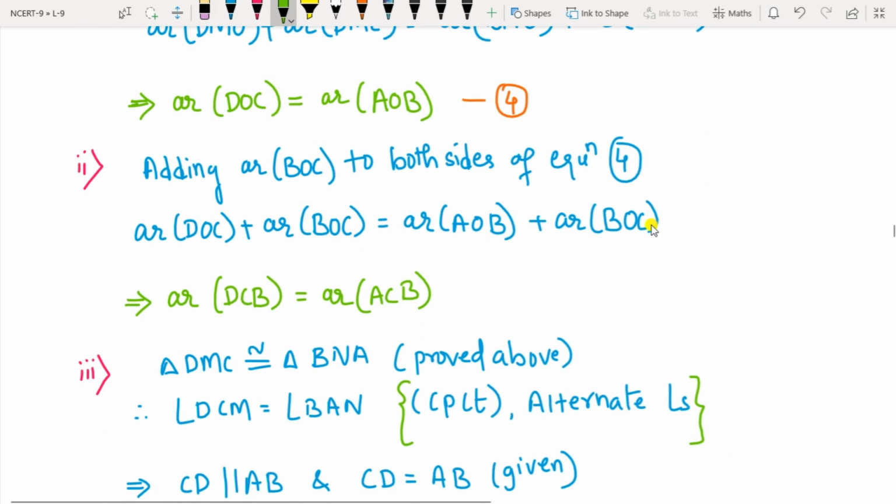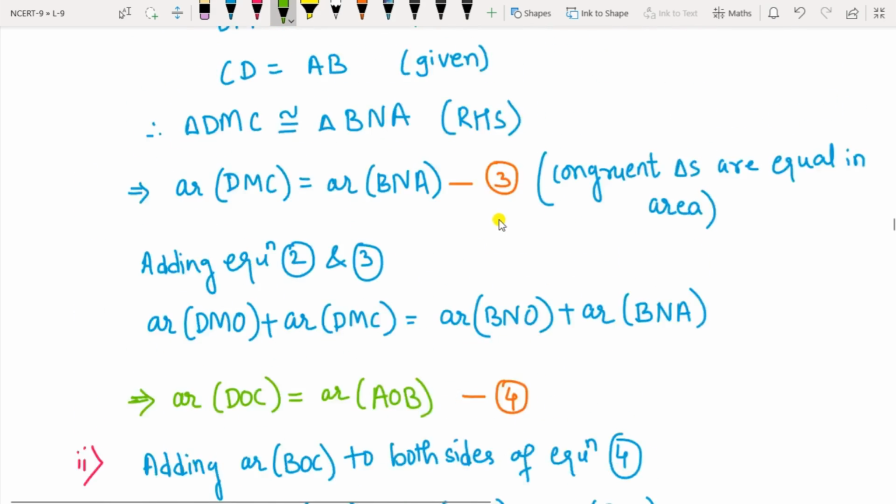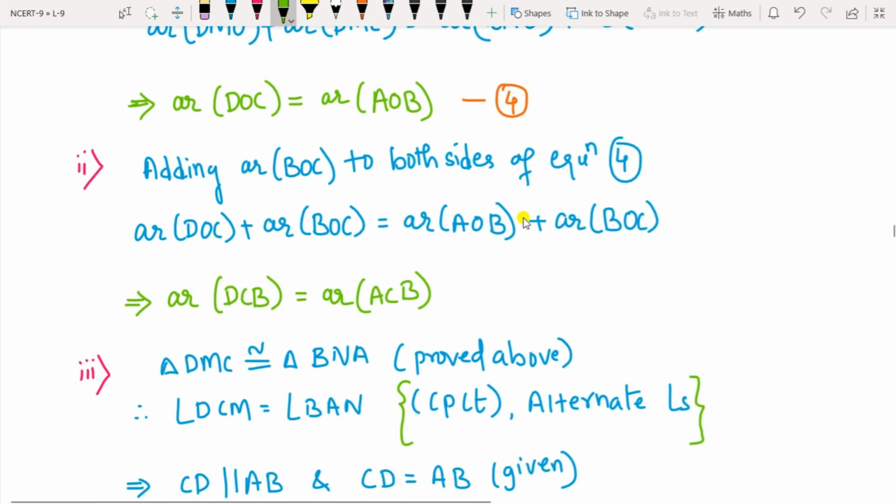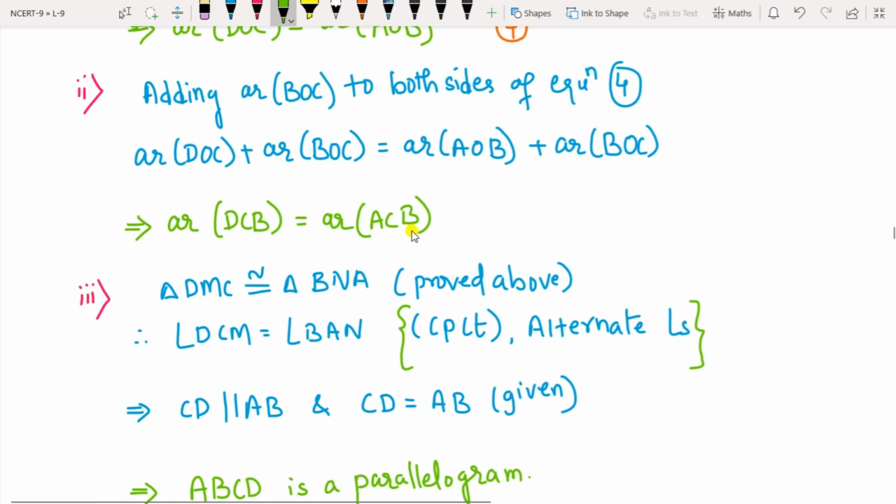Okay. So that is your equation number 4. Then add in this equation only, add BOC to both the triangles of equation 4. So on adding BOC to both the triangles, you can see BOC here, this one BOC to this triangle and to this triangle also. So this will become DCB and this will become ABC here. So this will be DCB is equal to ACB. That was your equation number 2 to be proved.